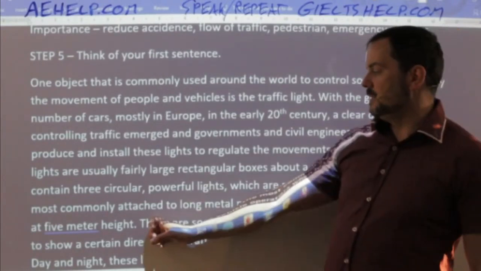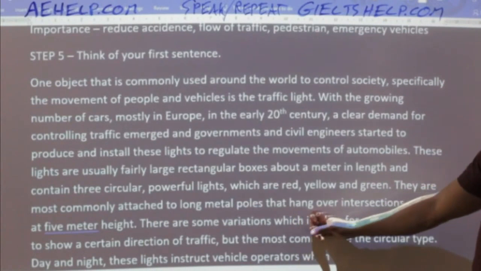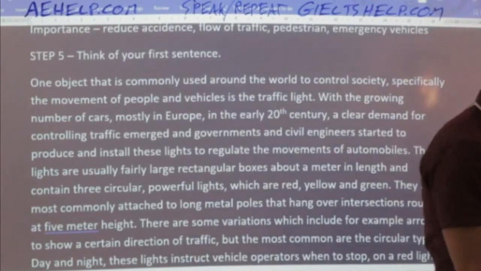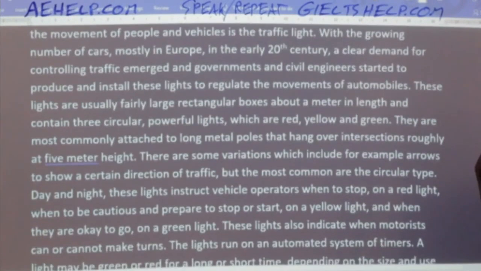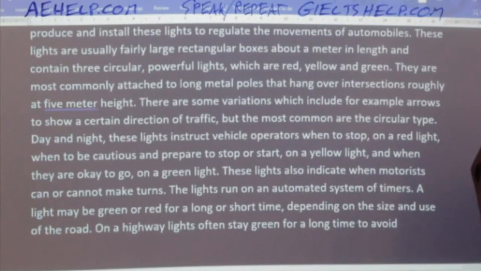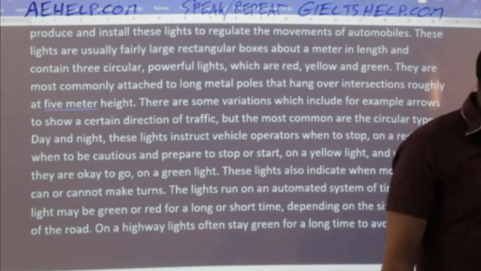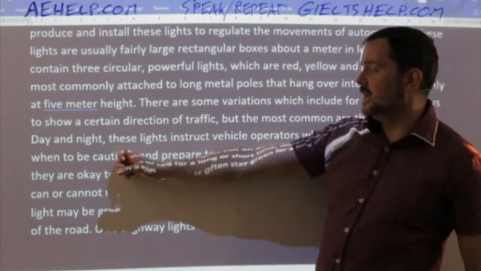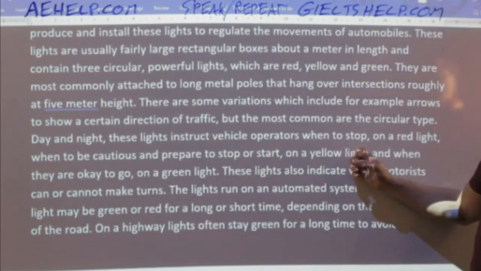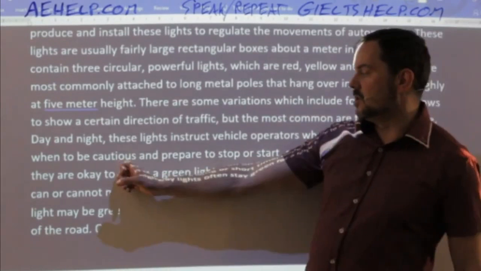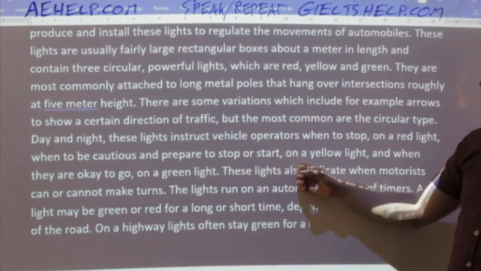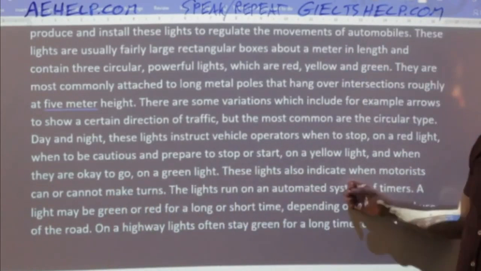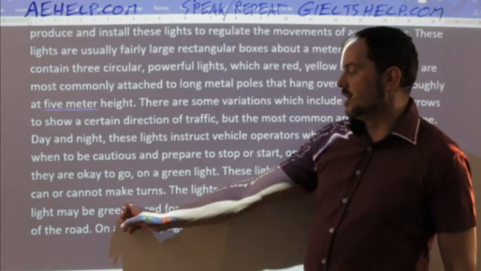They are most commonly attached to long metal poles that hang over the intersection roughly at 5 meters height. There are some variations which include, for example, arrows to show a certain direction of traffic, but the most common are the circular type. Day and night, these lights instruct vehicle operators when to stop on a red light, when to be cautious and prepared to stop or start on a yellow light, and when they are okay to go on a green light. These lights also indicate when motorists can or cannot make turns.